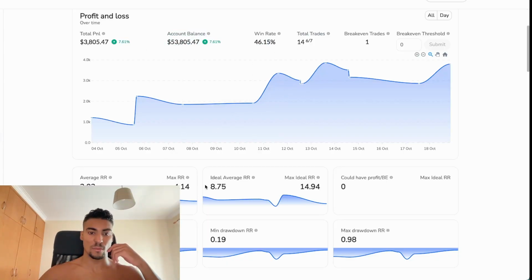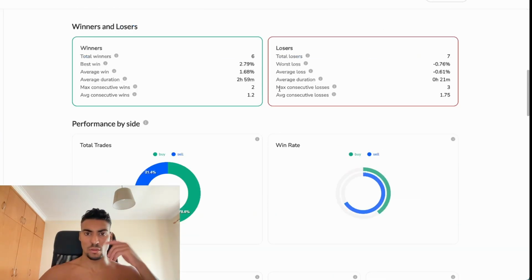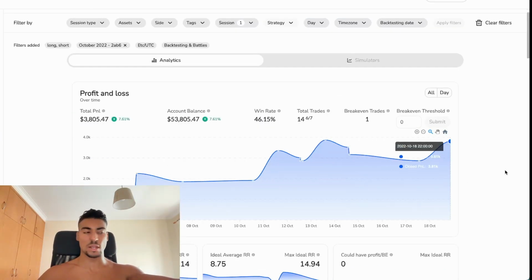2 minimum, max was 4.14, ideal was 14. Okay, good. 6 wins, 7 losses. That's crazy, bro. Check the stats, guys. Like you see, I lose, yes, but when you keep your losses small, when you win, you actually win a shit ton.